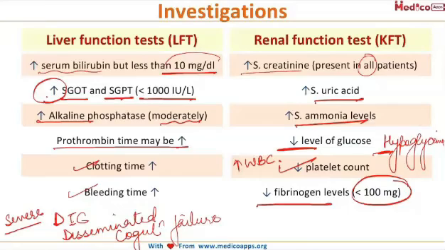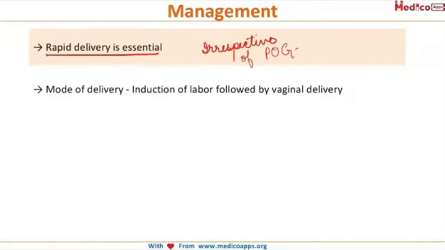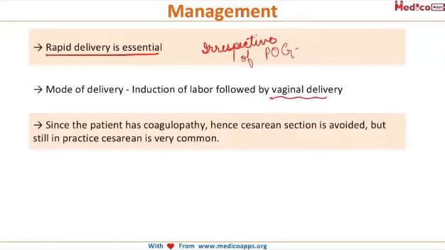Now, how do we manage these cases? Once a case is diagnosed as acute fatty liver of pregnancy, then rapid delivery is advocated, irrespective of the period of gestation, because these cases are very fulminant. They usually progress very fast to liver failure, renal failure, the entire hepatorenal syndrome. So, rapid delivery is essential, following which the patient improves. And due to the associated coagulopathies, usually vaginal delivery is preferred. We try to avoid cesarean section. But if the patient does not respond to induction of labor, then for rapid delivery, cesarean section is done.